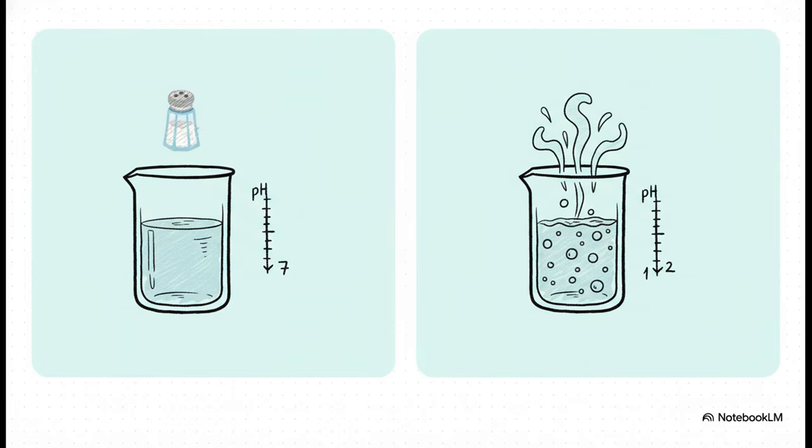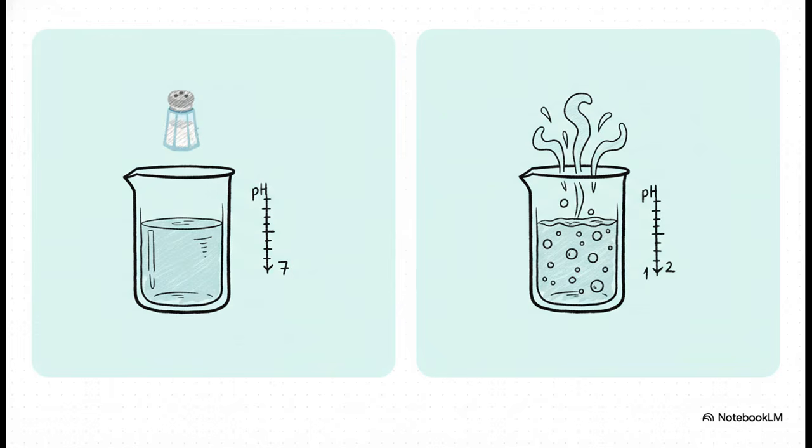This visual here perfectly illustrates a key trend in periodicity that they love to ask about. What happens when you react period 3 chlorides with water? On the left, you've got good old sodium chloride. It's got that giant ionic structure, so it just dissolves, giving you a perfectly neutral pH 7 solution. But look at the right.